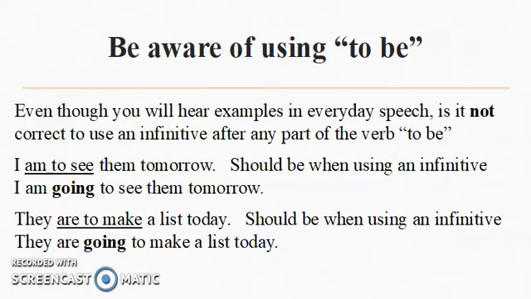Here is something you need to be aware of, and that is using infinitives with the verb to be. You will sometimes hear in everyday speech things that are actually not correct. For example, I am to see them tomorrow. No, this should be, when you're using an infinitive, I am going to see them tomorrow.